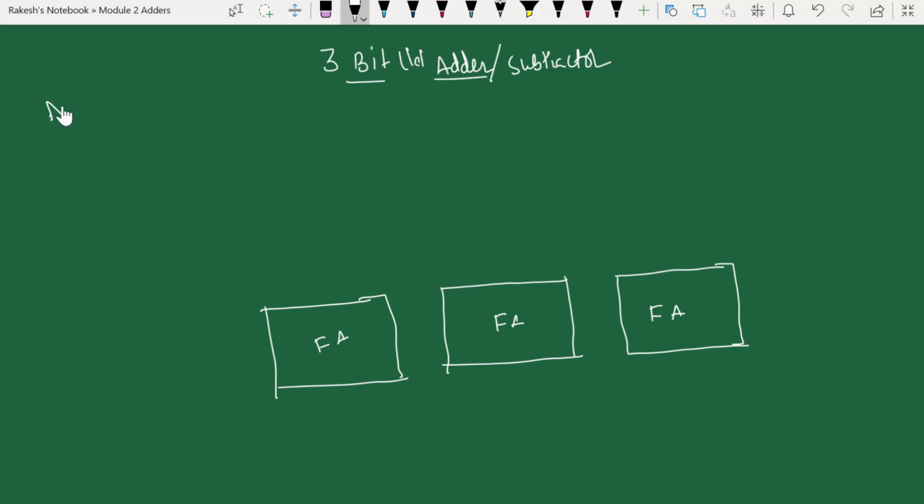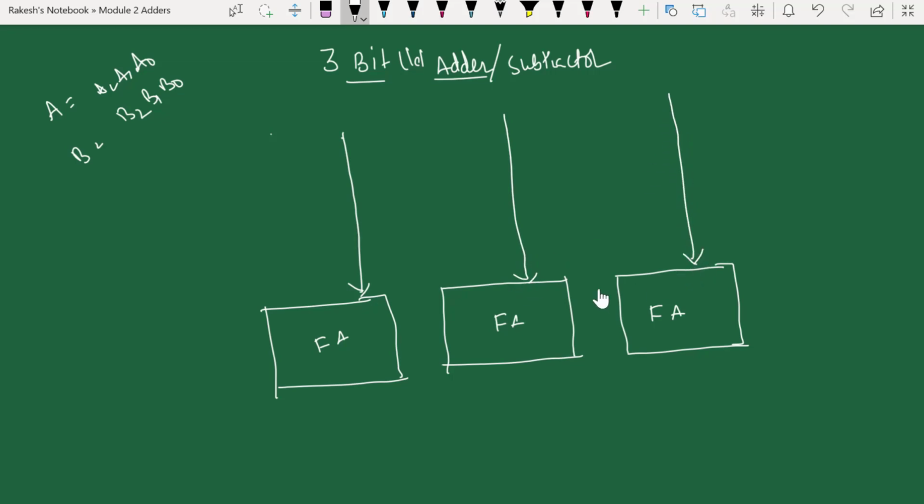Now I am having my A bit number as A0, A1 and A2, and B as B0, B1 and B2. I am going to give my A input directly, without any modification, because even for the addition or subtraction you don't have to do anything for the A bits. So if I do A plus B or A minus B, you don't have to modify anything in A.